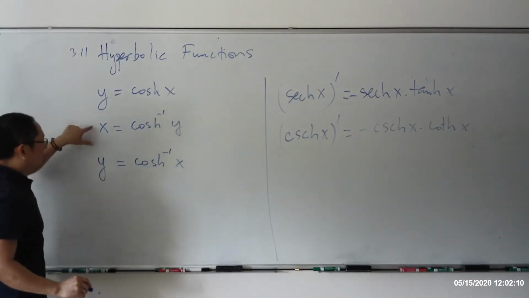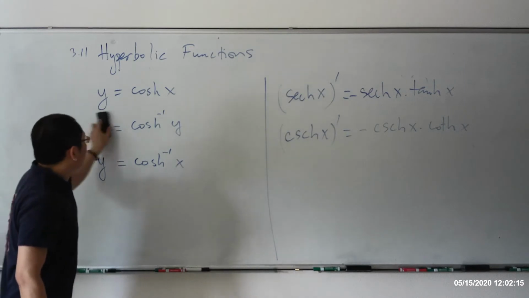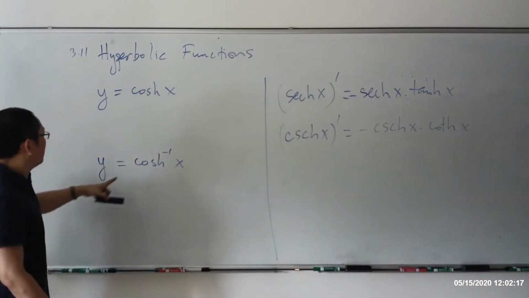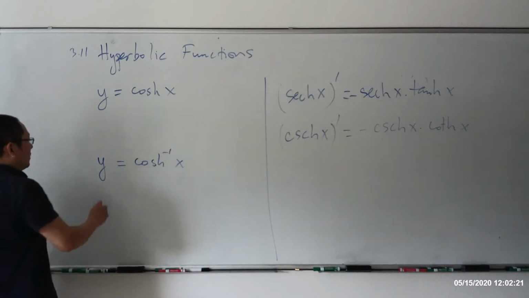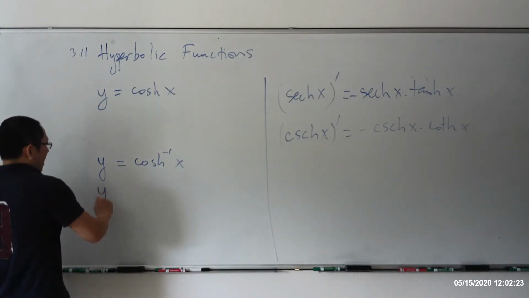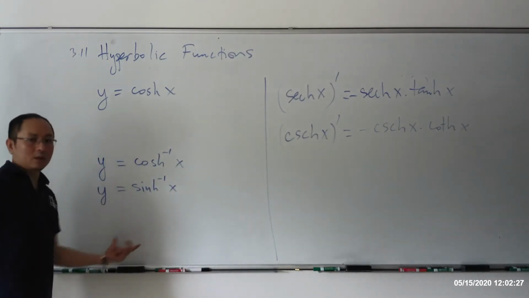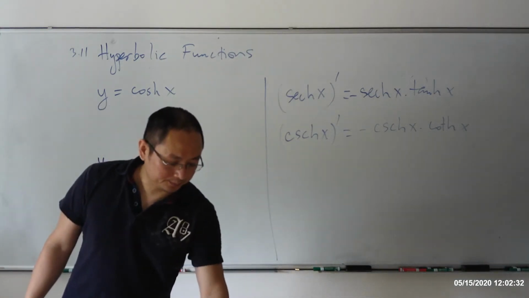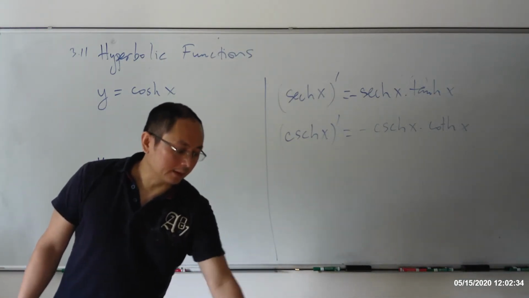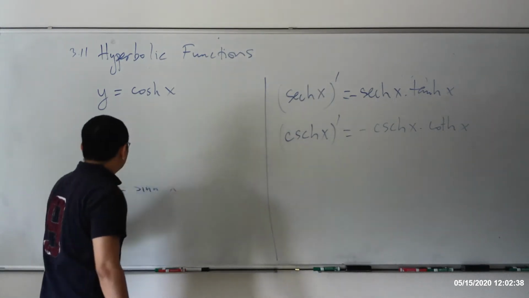This is the inverse of this. This is the original function, and this is the inverse. This is my original function, and this will be the inverse of that one right there. And of course, the inverse of sine, you write this way: y equal to hyperbolic sine inverse of x, and cotangent inverse, tangent inverse, secant inverse, cosecant inverse. Nothing special. Okay, now talk about derivative.